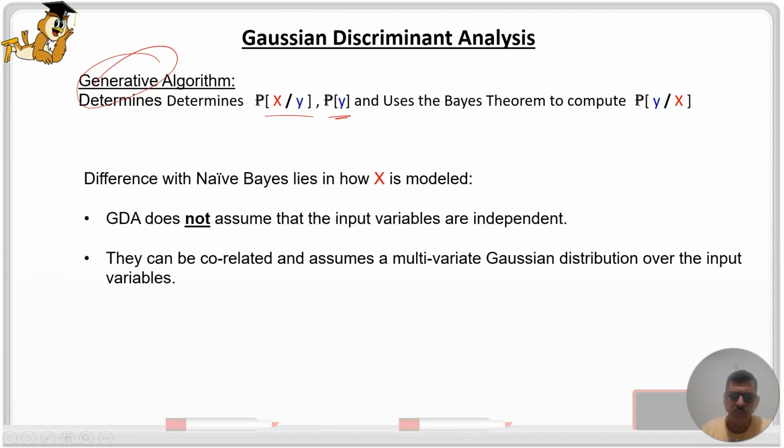It makes a different assumption. Okay. The difference with naive Bayes, like I said, lies in how X is modeled. GDA does not assume that the input variables are independent. They can be correlated. And the assumption that the GDA makes is that they are correlated, but it assumes a multivariate Gaussian distribution over those variables. That's the assumption that the Gaussian discriminant analysis makes. So let's see how this works out.